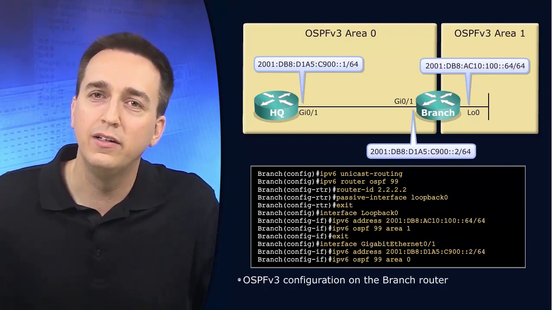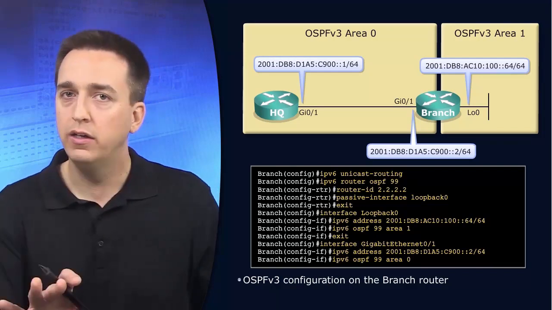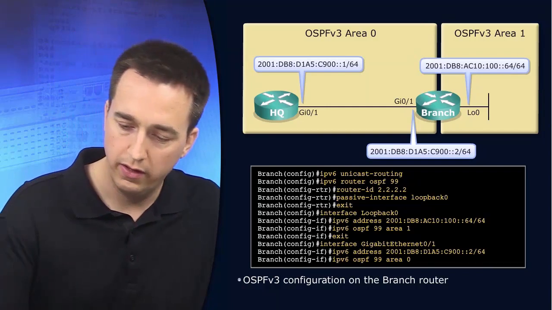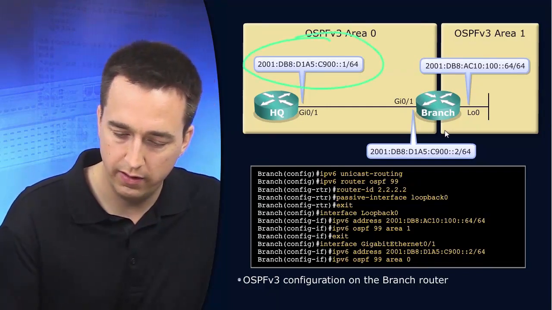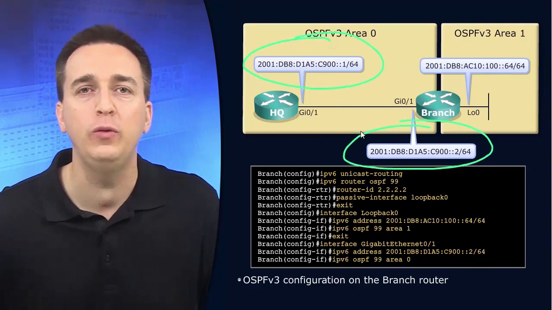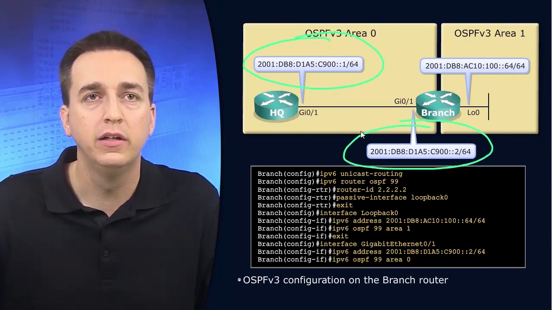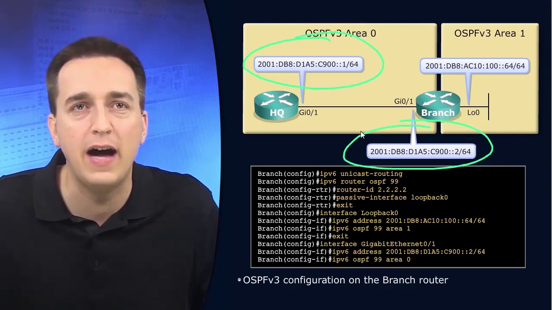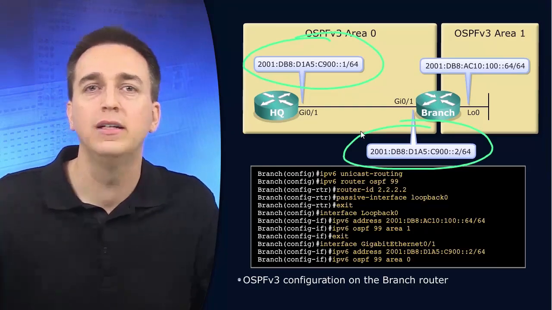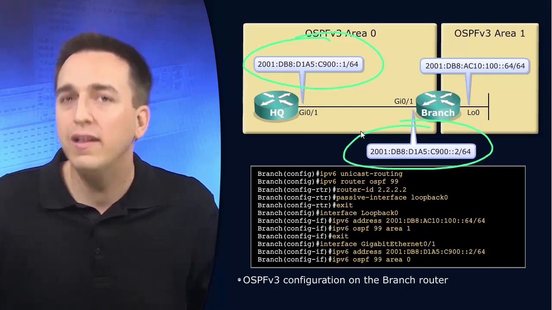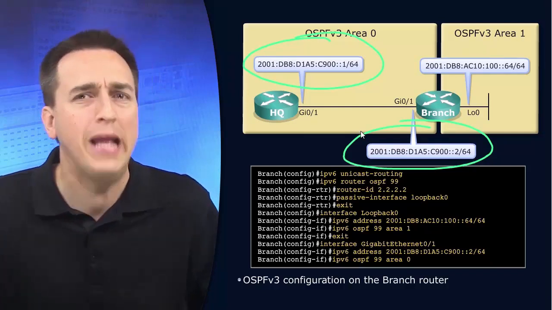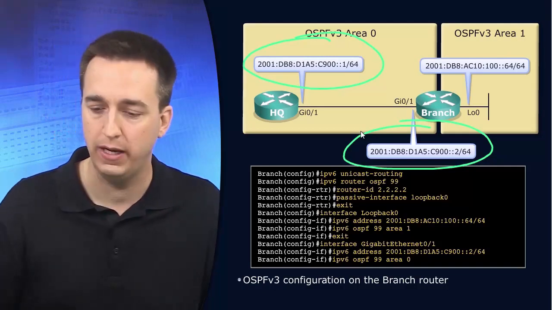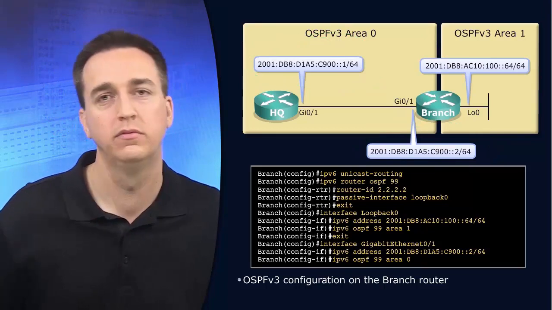What about subnet? Do we have to be on the same subnet? Take a moment and think about that. Look at this. We are on the same global unicast subnet here, 2001:DB8:D1A5:C900::/64. Yeah, we're in the same global unicast subnet, but do we have to be to form a neighbor adjacency with IPv6? No, we don't have to be. We don't have to be at all.